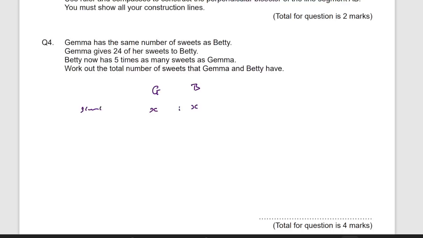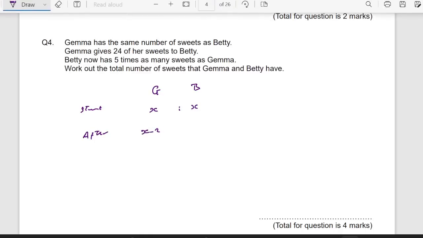So start. Then after, Gemma gives 24 of her sweets to Betty, so Gemma's now got x minus 24, and Betty's now got x plus 24. Betty now has 5 times as many sweets as Gemma. So that means Betty's sweets, x plus 24, is equal to 5 lots of x minus 24. So if I tidy this up a bit, x plus 24 is equal to 5x minus 120.